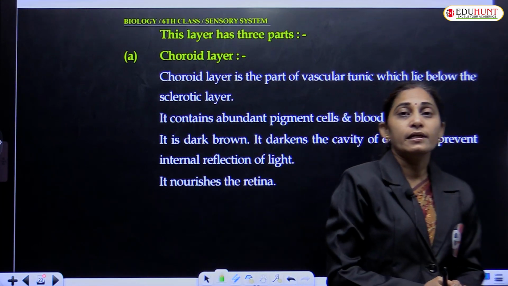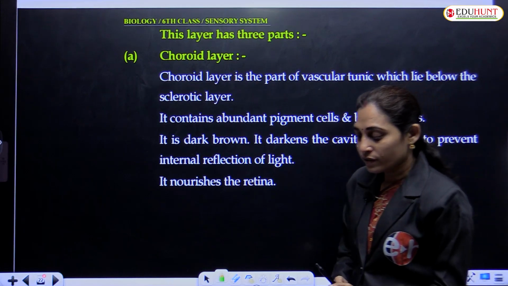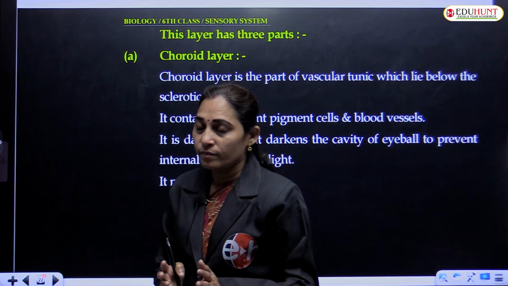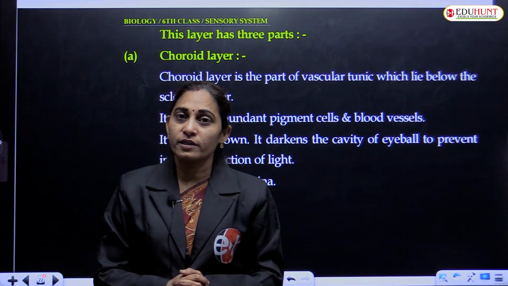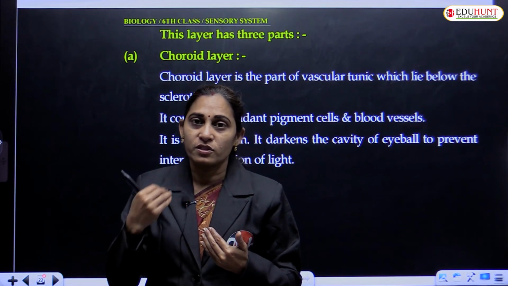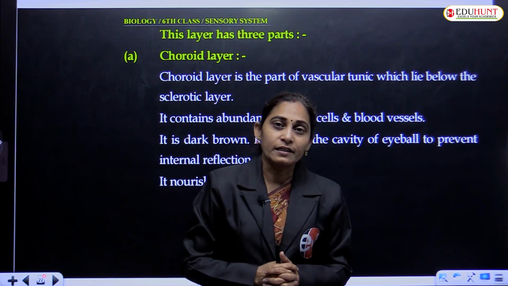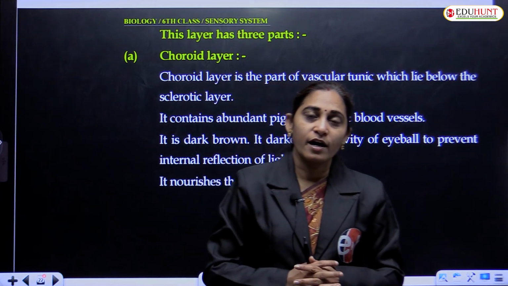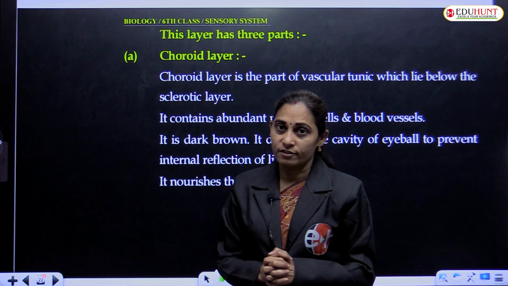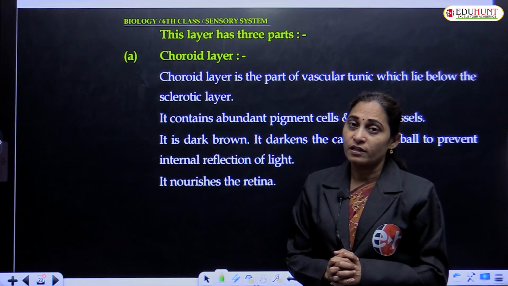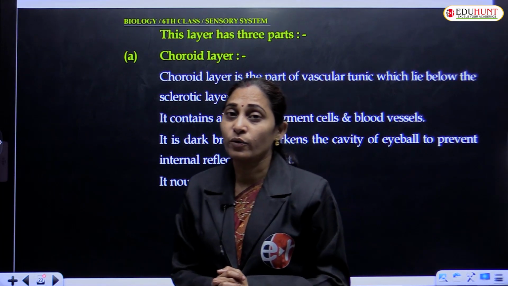And this layer has 3 parts. Before going into the details of the vascular tunic, just see what we have discussed in this session. First one is the internal structure of the eyeball. The eyeball is protected by 3 different layers, and each one is a unique layer.